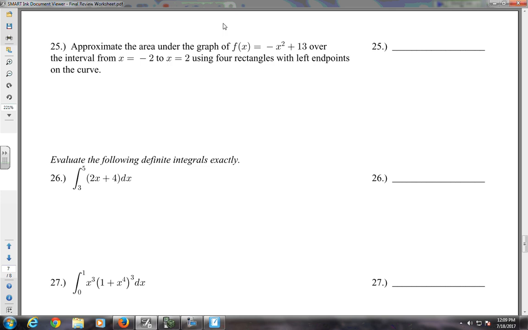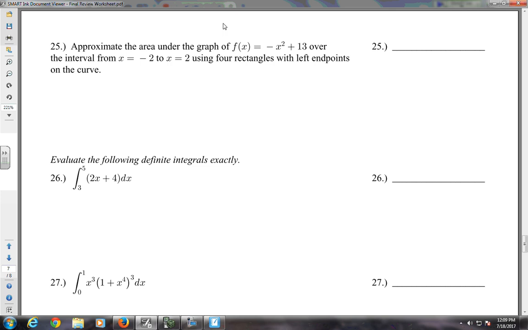Problem 25 says approximate the area under the graph of f of x equals negative x squared plus 13 over the interval from negative 2 to 2 using 4 rectangles with left endpoints on the curve. All right, this is a pretty detailed problem.